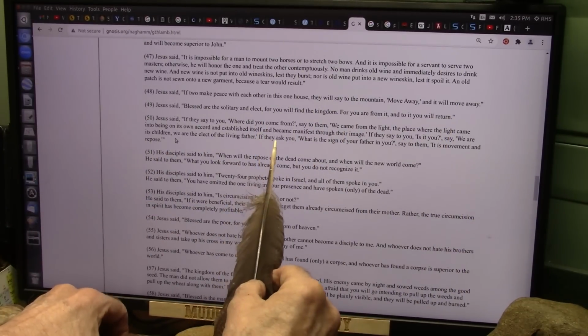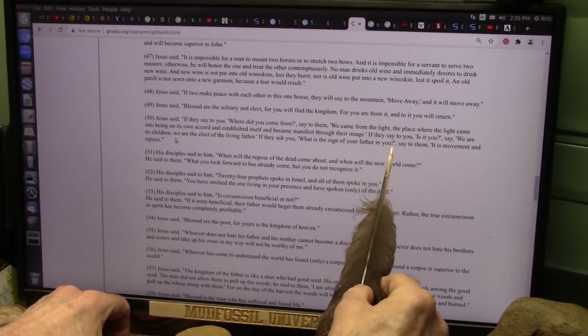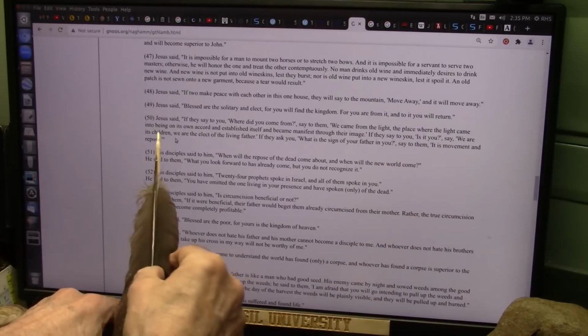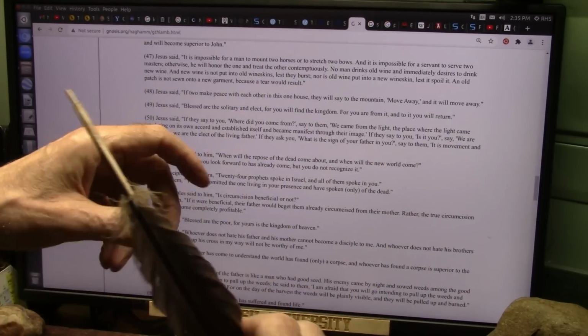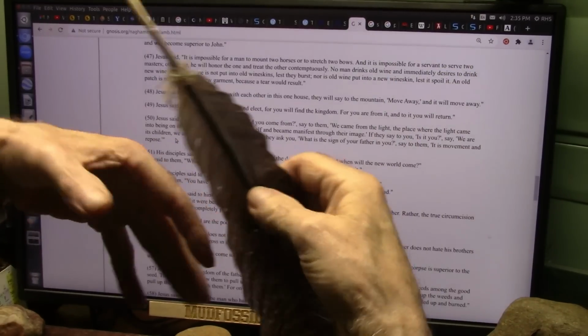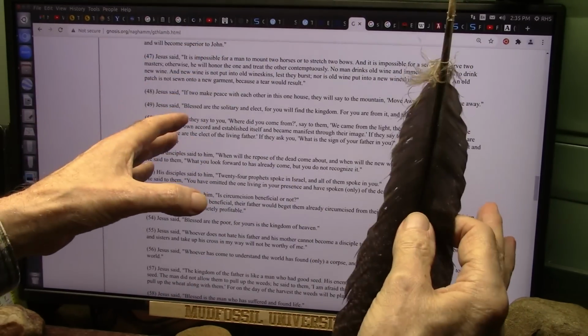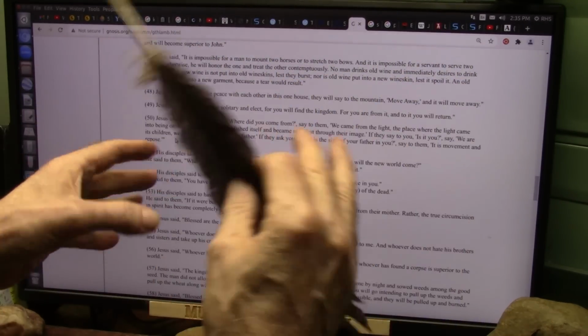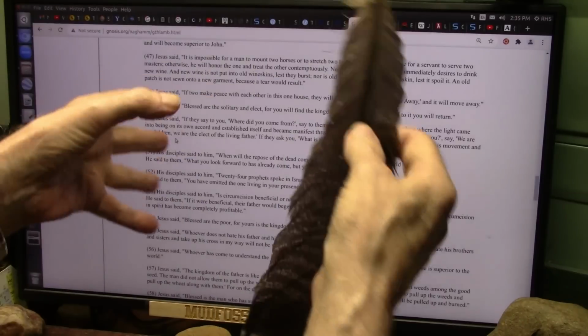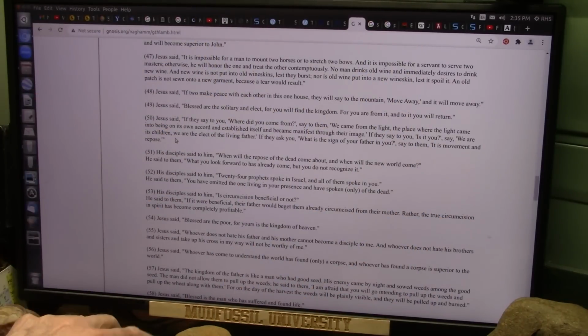Anyway. If they ask, what is the sign of your Father in you? Say to them, it is movement and it is repose. That means movement of the light is movement. Repose means just rest. And those are the two states of light, of energy. It's movement and then it's rest. That's what these particles are.